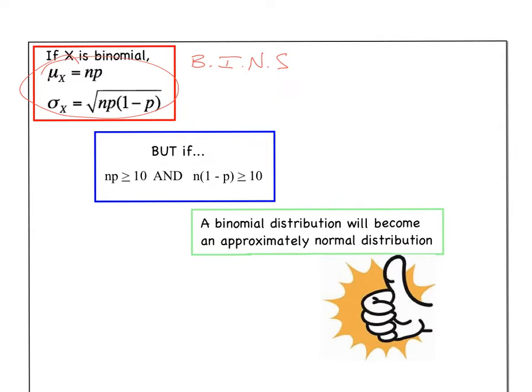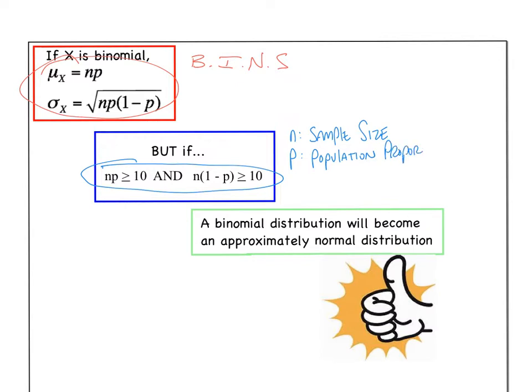What statisticians have found is that if these two things are true, if n, remember, is the sample size, and p is the population proportion, if you multiply n times p, and it comes out to be a number greater than or equal to 10, and if you take n times 1 minus p, and it comes out to be greater than or equal to 10, then a binomial distribution becomes approximately normal.